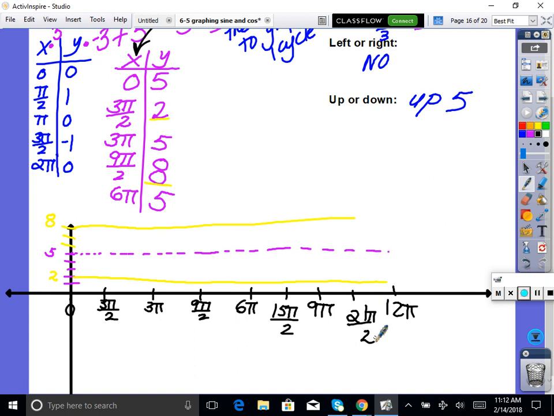Okay, here we go. Now all we have to do is plot points. We literally have the points. Over 0, up 5 is our first point. Over 3 pi halves, up to 2. 3 pi up to 5. 9 pi halves up to 8. And then 6 pi back to 5. Which, look, makes sense. 0, min, 0, max, 0. Since it was reflected, we went down first for sine. So then that same pattern will continue. 0, min, 0, and then max, and then back down to the new 0 that's been shifted.